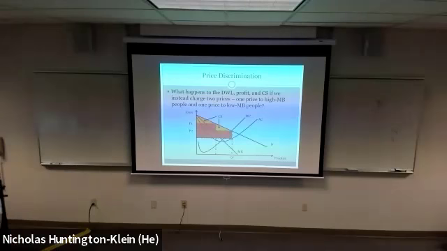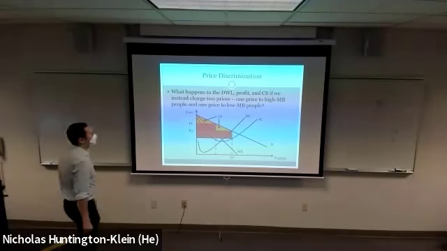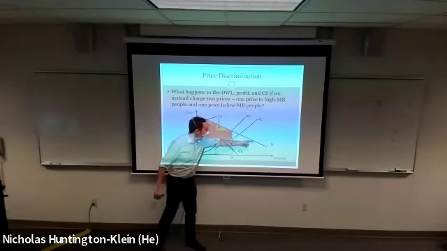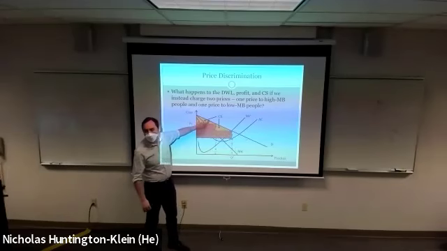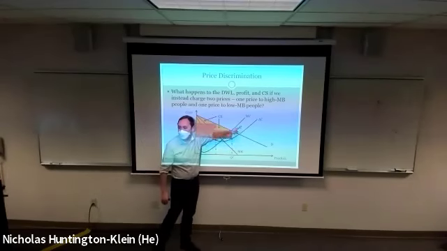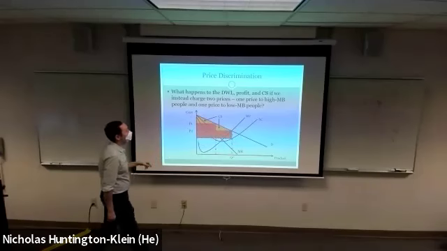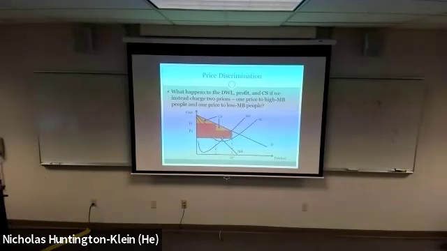Which has some interesting distributional implications, because if you think about where different people are on this curve, richer people are often up here, people with less money are down here. So price discrimination is one of the few forms of discrimination that works out better for people with less.